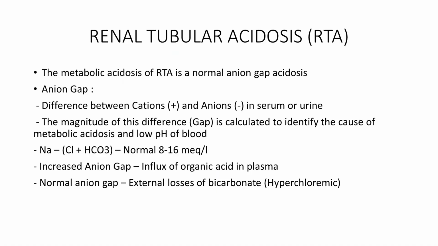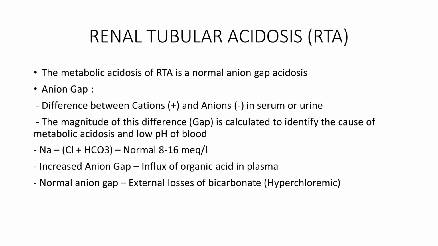Now, before proceeding further with renal tubular acidosis, what type of acidosis is renal tubular acidosis? Basically, it is metabolic acidosis with a normal anion gap. Now, what is anion gap? Anion gap is the difference between cations and anions in the serum or urine. The magnitude of this difference, that is the gap, is calculated to identify the cause of metabolic acidosis and low pH of blood. How do we calculate anion gap?